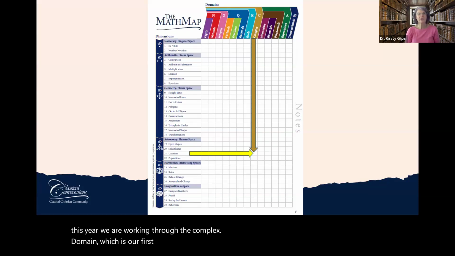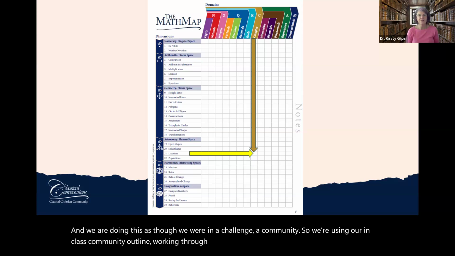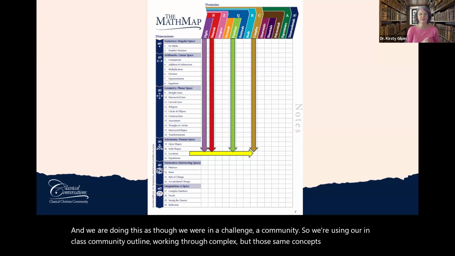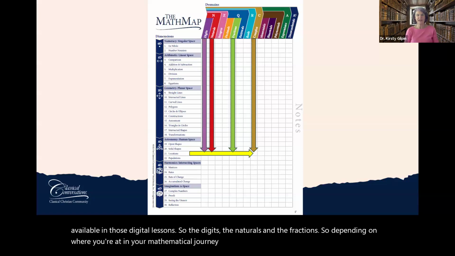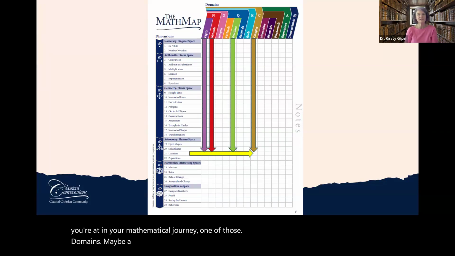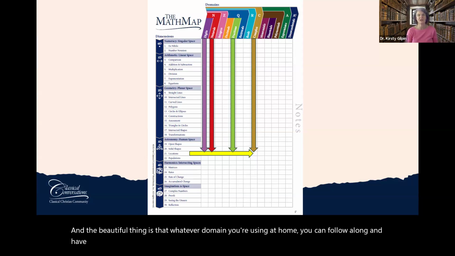So as you know, this year we are working through the complex domain, which is our first printed domain. And we are doing this as though we were in a Challenge A community. So we're using our in-class community outline, working through complex. But those same concepts are also available in those digital lessons. So the digits, the naturals, and the fractions. Depending on where you're at in your mathematical journey, one of those domains may be a more friendly entree into the concepts that we're talking about. And the beautiful thing is that whatever domain you're using at home, you can follow along and have a unified conversation about those topics.